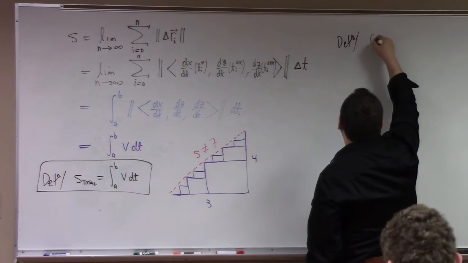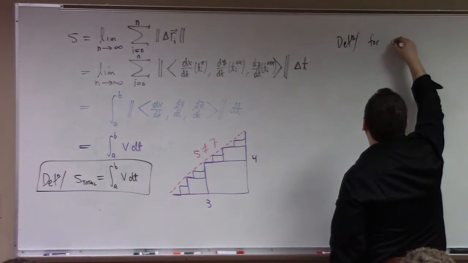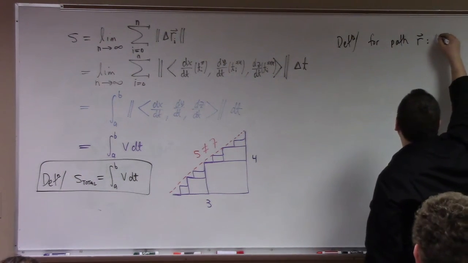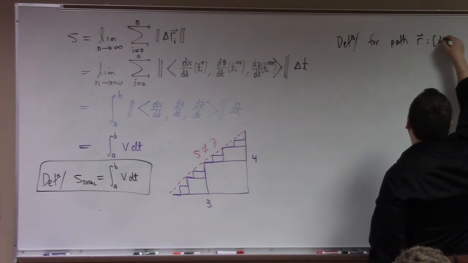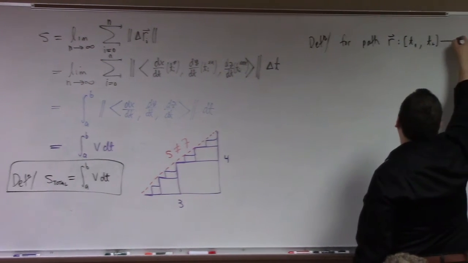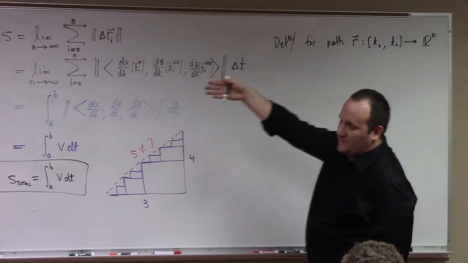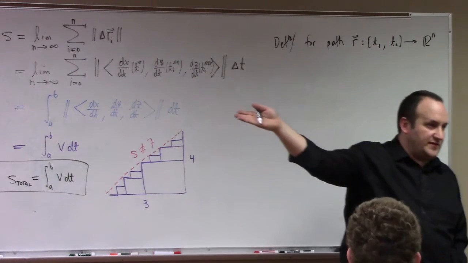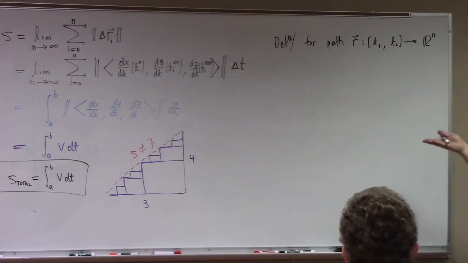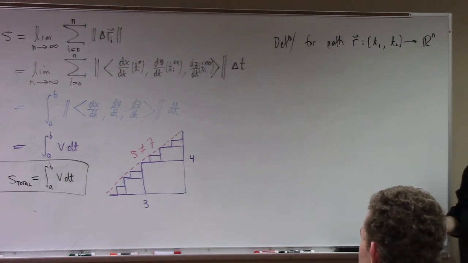Definition, for a nice path. Let's say for a path r going from, say, time 1 to time 2, to wherever. It doesn't have to be r. I did this derivation for 3 dimensions, but actually this derivation works just as well for 2 dimensions or for 4 or 5 or 6. There's no use of the cross product. It just involves the length. Length of a vector is defined in n dimensions, just the same.